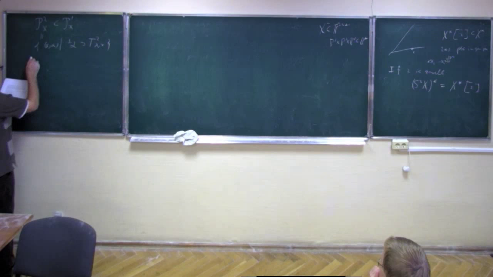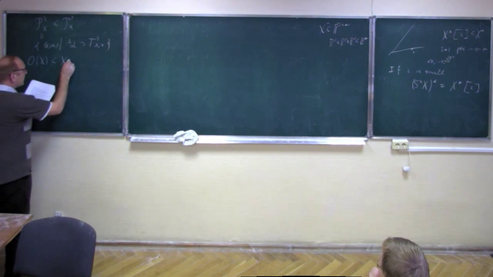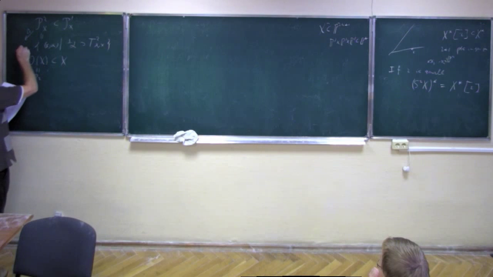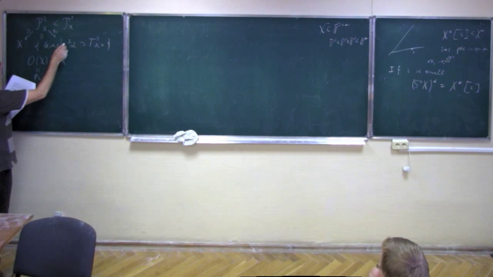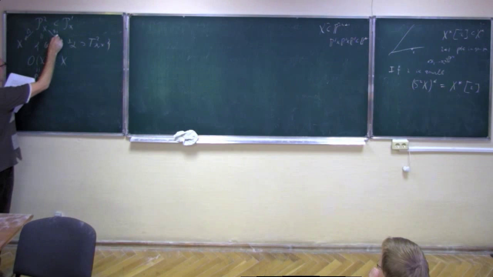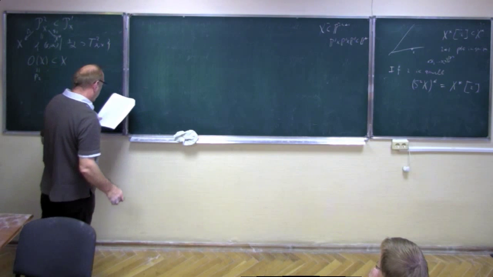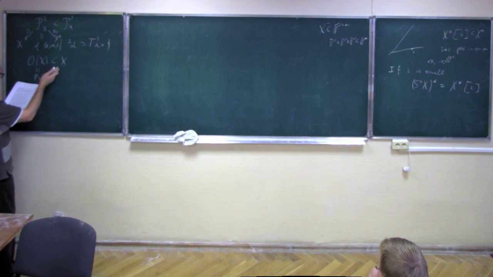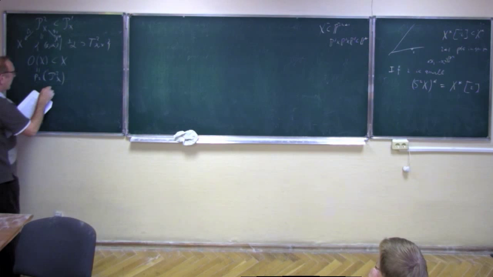Now, it's natural to consider the osculation locus. This is a subvariety of X. We denote by P2 and Q2 the projections onto both factors, to X and to X star. The variety of osculating points is just P2 of this second conormal variety.